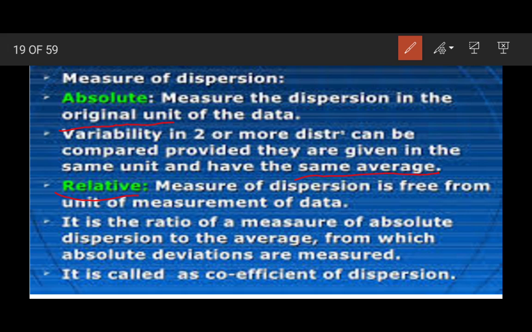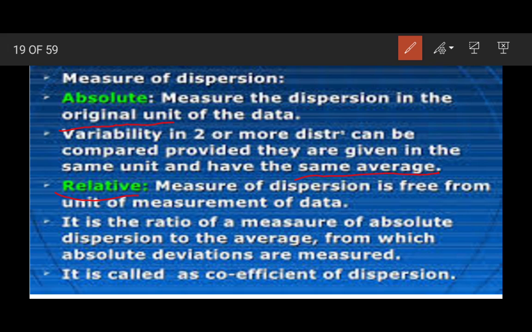It is the ratio of a measure of absolute dispersion to the average from which absolute deviations are measured. Relative measurement is based on the absolute measure. From the absolute measure we find the ratio, and it is called the coefficient of dispersion. That's why the relative measure of dispersion is known as the coefficient of dispersion. So basically we have two types of dispersion: one is absolute and the other is relative measures.